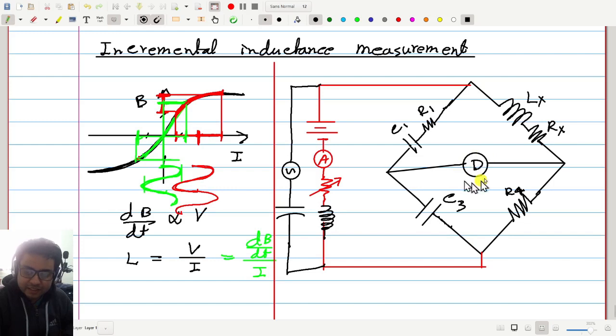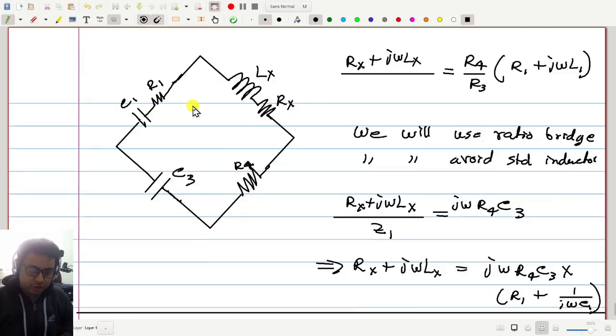So this detector will be affected only by the AC part, whether it is balanced by the AC currents and voltages or not. But this DC will only offset the average level. Fine, any question? Okay, so that could be one use of this bridge.